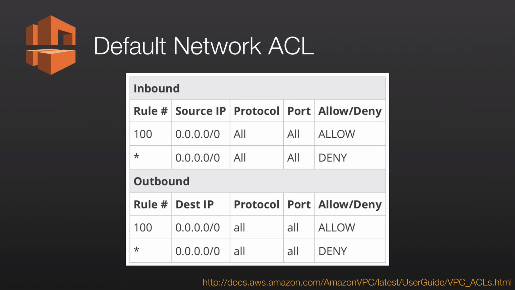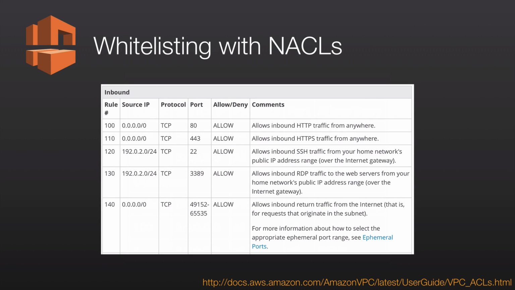This is the default network ACL that will be applied to subnets that you create where you don't specifically associate them with an ACL. You can see there's a default allow here to allow all traffic, followed by a default deny, but the default allow will be matched, and that means that the default is to allow all traffic. There's a couple of different approaches that you can use.